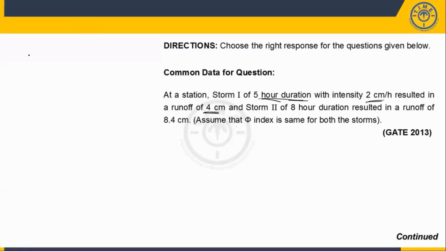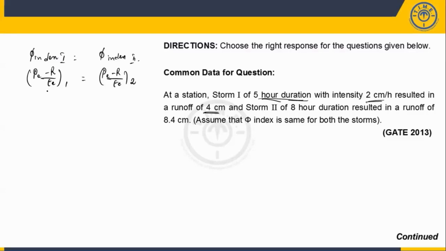So first let us see. The phi index is the same. Phi index for storm 1 is equal to phi index for storm 2. It's a 2-mark question actually. So for storm 1, phi index is given by the formula (P minus R) upon T, that is rainfall minus runoff divided by time. The same for the second storm.